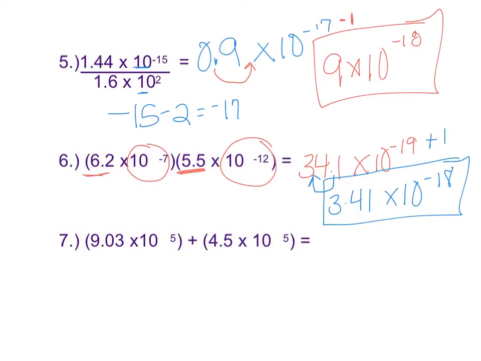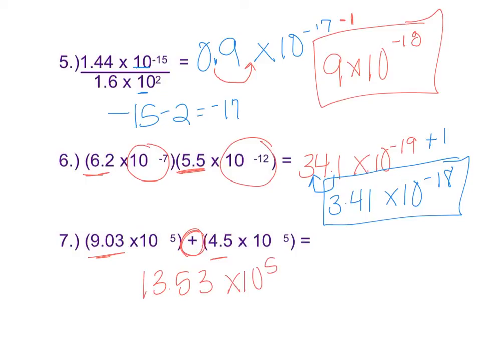Number 7, we have an addition problem. Okay, remember the rules for addition are different. We add the two decimal numbers, 9.03 plus 4.5 equals 13.53. And then we keep the same base and exponent. So we keep the times 10 to the 5th.